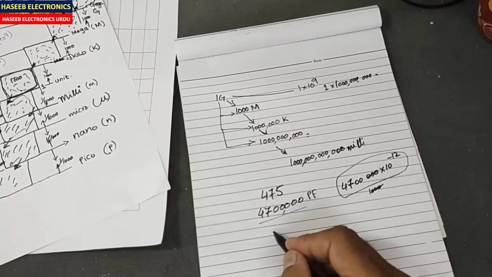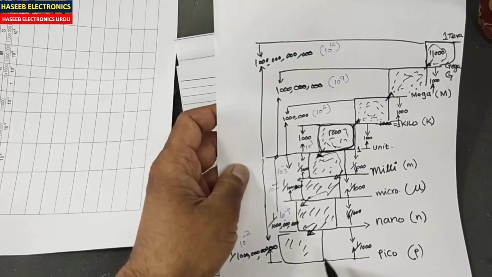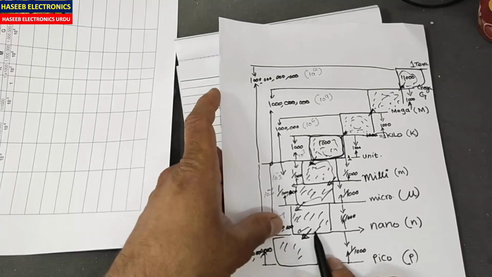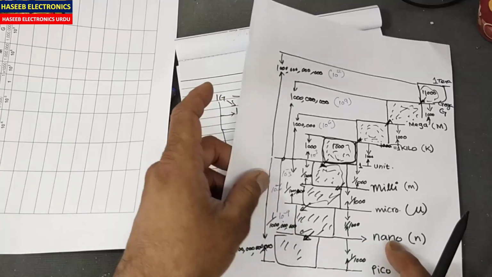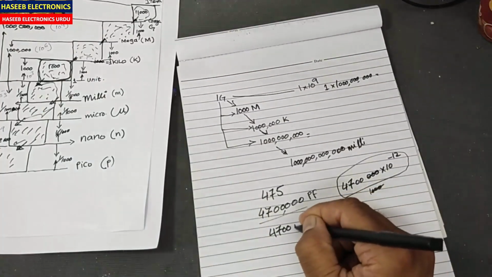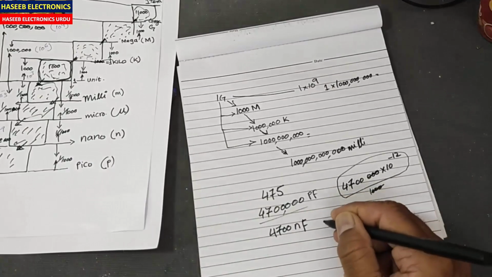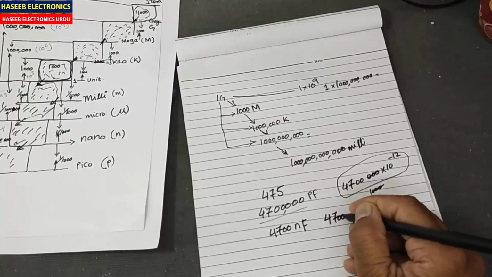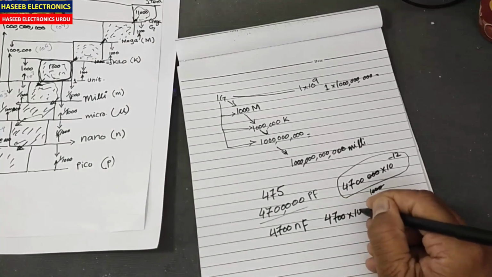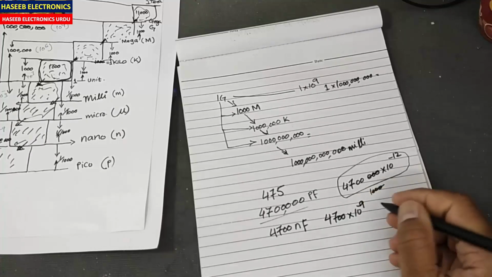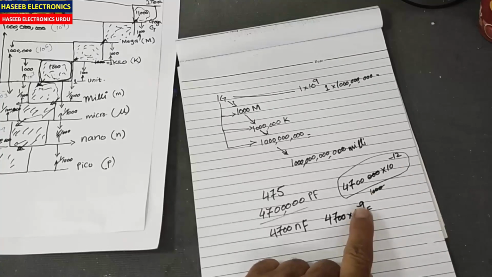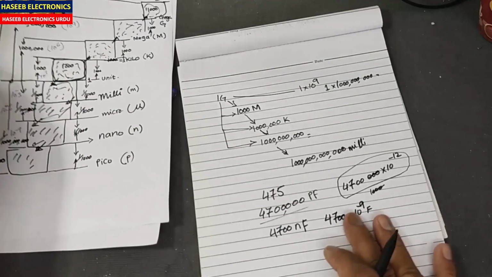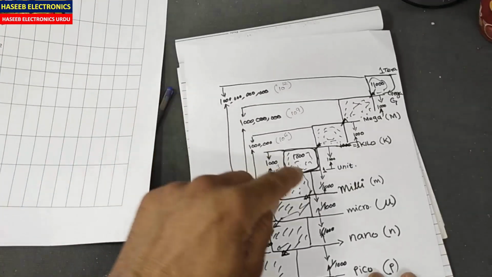Its value will become 4700. Now we shifted the level. We divided with 1000, we reached here at this step. It is nano now. Nanofarad. We can say 4700 10 raised to power minus 9 farad. When we write minus 9, that means it is now in unit. We express this item, its power level, with respect to this point.